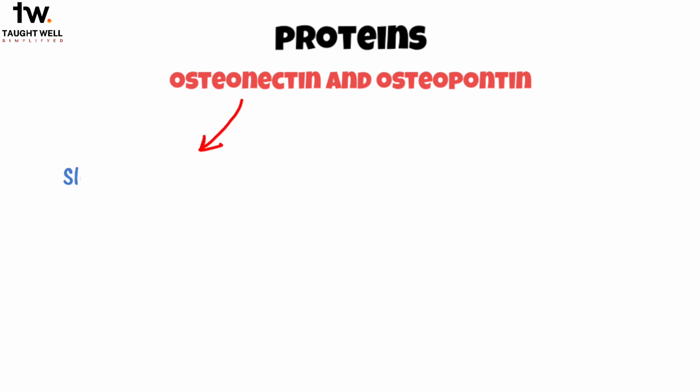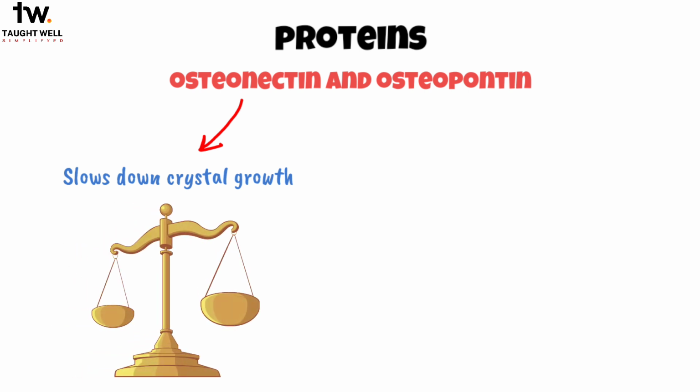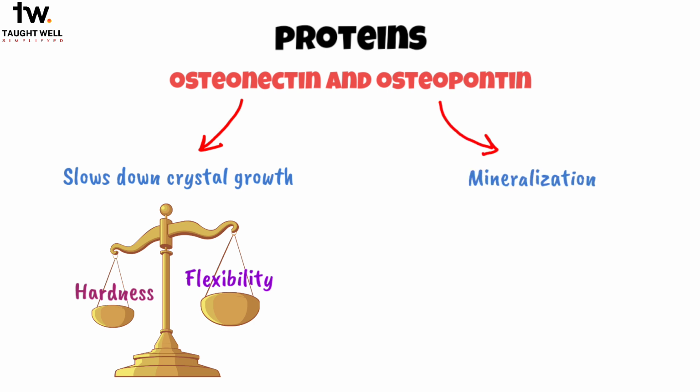Osteonectin helps regulate crystal growth by slowing it down, which is important for achieving the right balance of hardness and flexibility in dentin. Meanwhile, osteopontin assists in the process of mineralization.